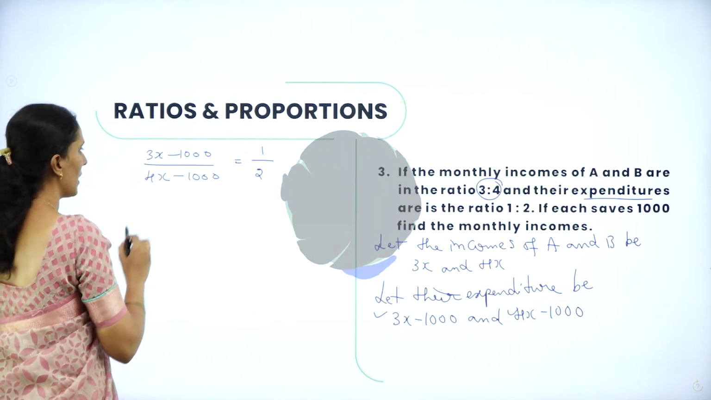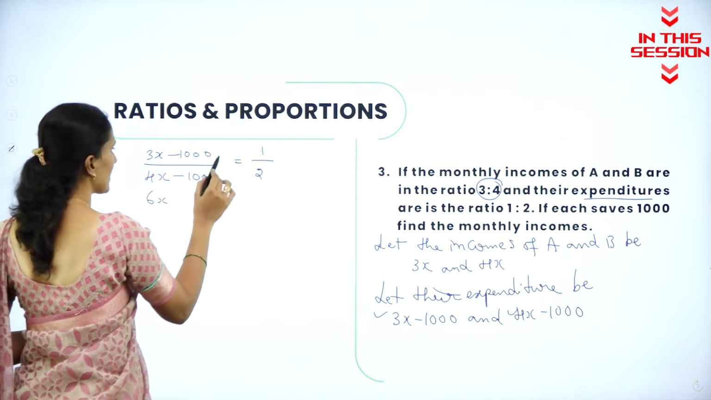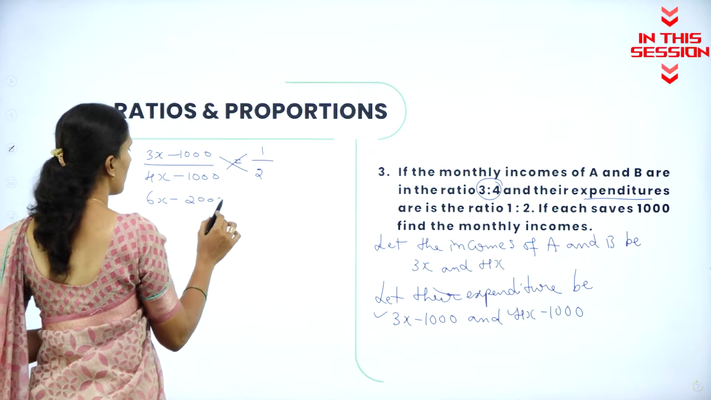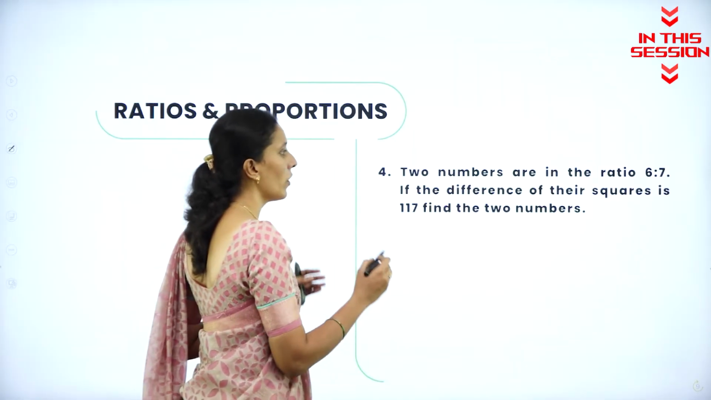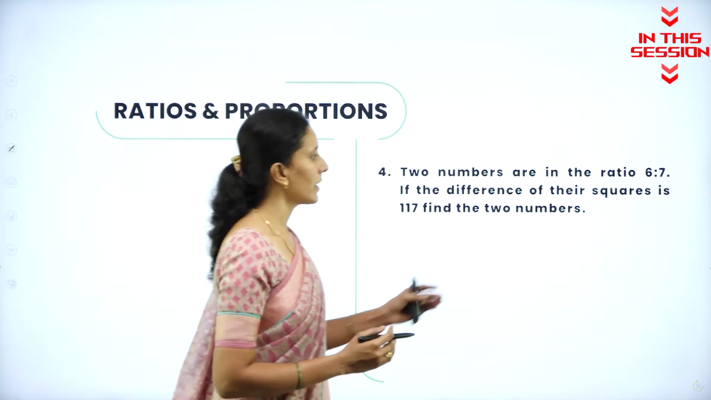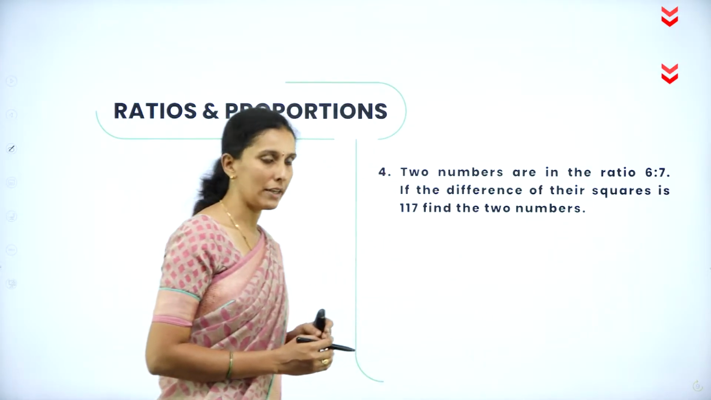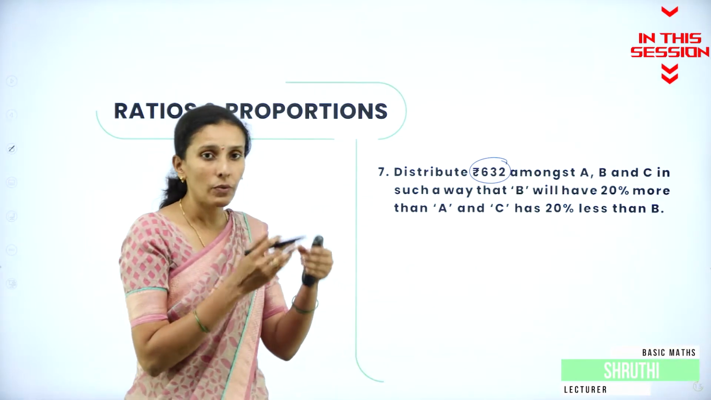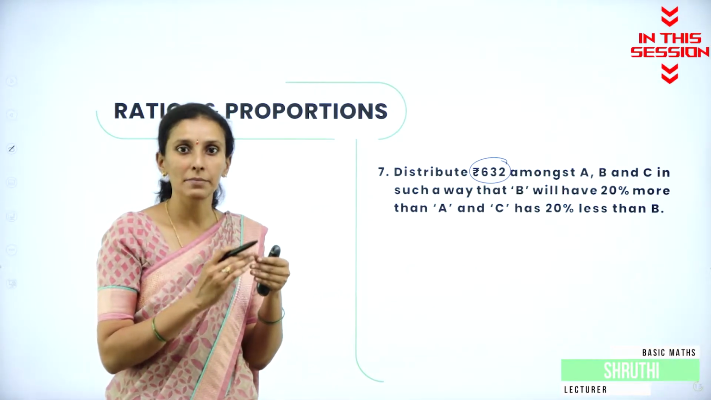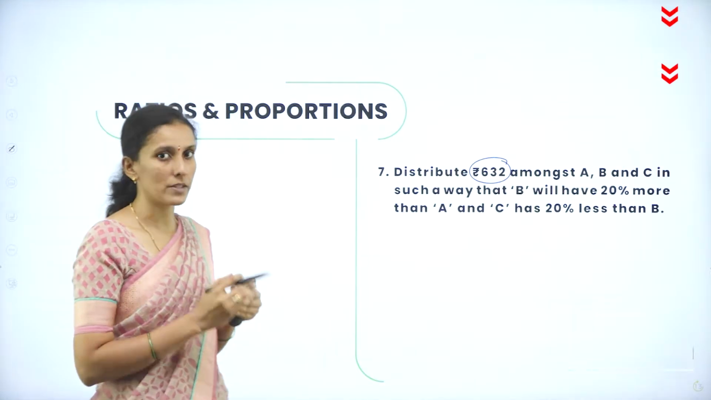So when you cross multiply, you will get 6x minus 2000 is equal to 4x minus 1000. So we don't know what the numbers are, but the ratio of the numbers is given. Suppose A has 100 rupees, then B is 20% more than 100. That is, B can have 120 rupees.